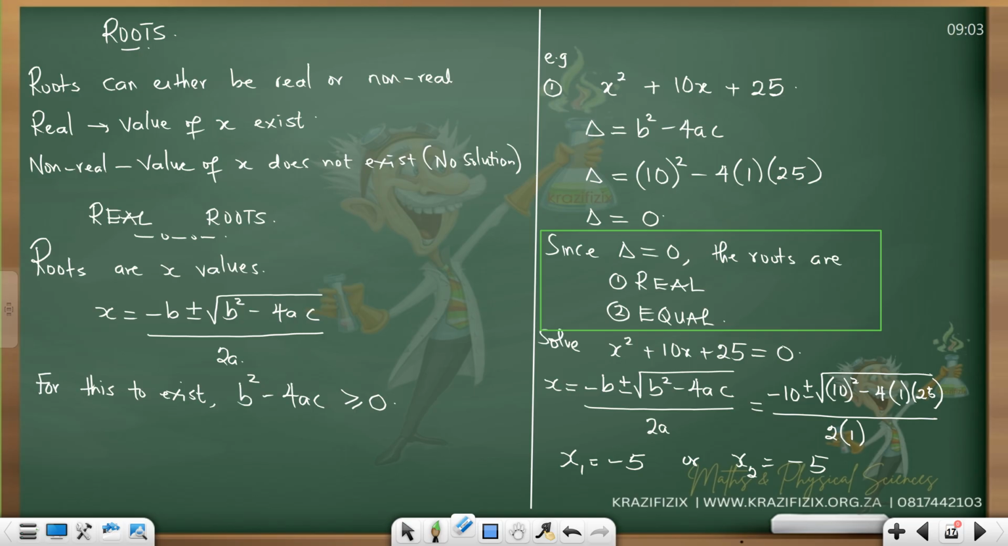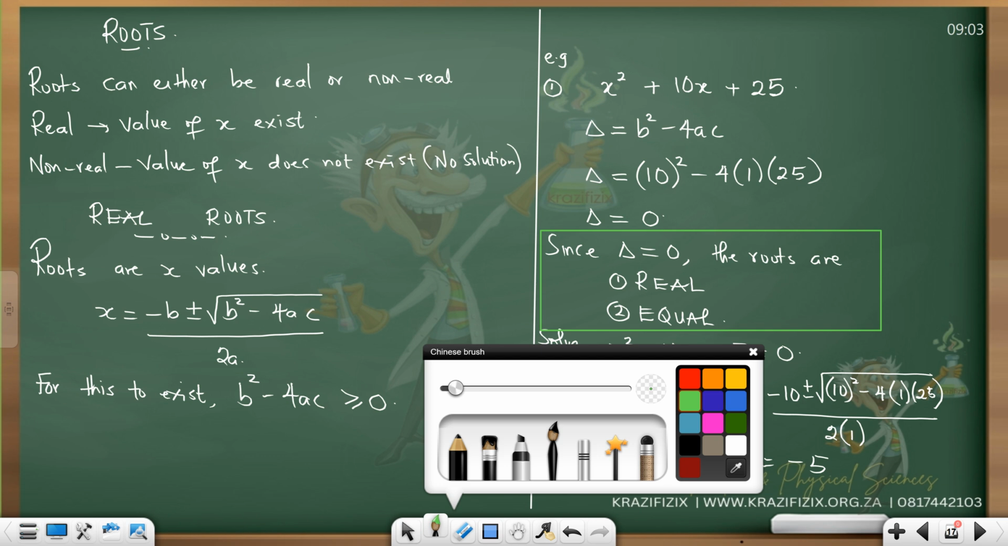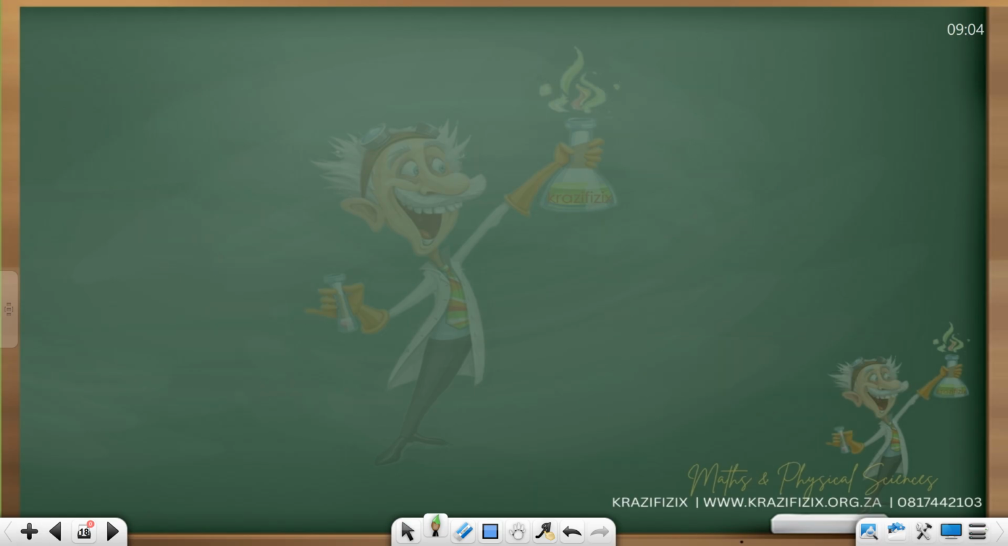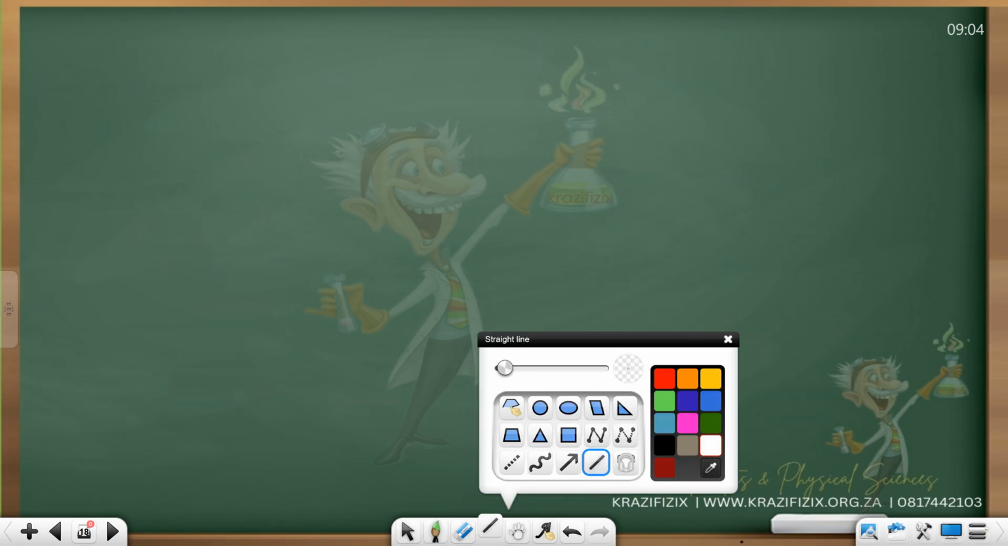Okay, guys, number 1 is done. When the discriminant is equal to 0, these are the things you must remember. All right. So this is number 1. Let's say real and equal. Number 1. Let's go for number 2. Remember, we're looking at the solution existing.